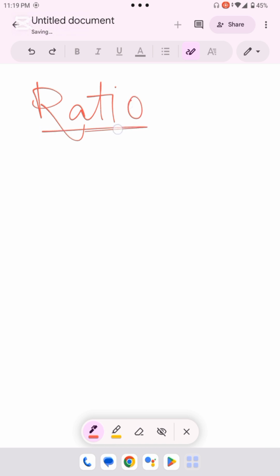Today, the topic that we are going to learn about is ratio and proportion. First, we try to understand what a ratio is. The definition of ratio: it is denoted by this symbol of two points, just like we place a colon in English, and in mathematics we call it ratio.